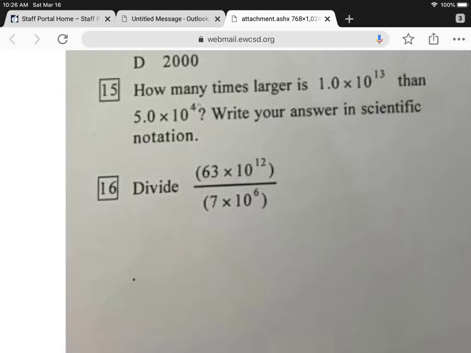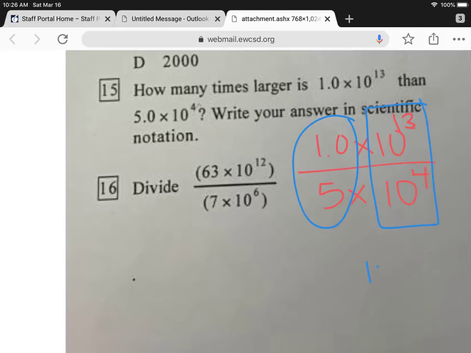All right, let's get down to business here. If I was looking at this problem, how many times larger is 1 times 10 to the 13th than 5 times 10 to the 4th? I really want you to look at your answers, but if you were to write this out, whenever you see something like this, it's a division problem. It looks kind of confusing, but it is going to be a division problem. And this is 13. So when you divide, you deal with this part first, and then you battle these. When I look at the battle, I know it's going to be 10 to the 13 and 4. The difference there is going to be 7.